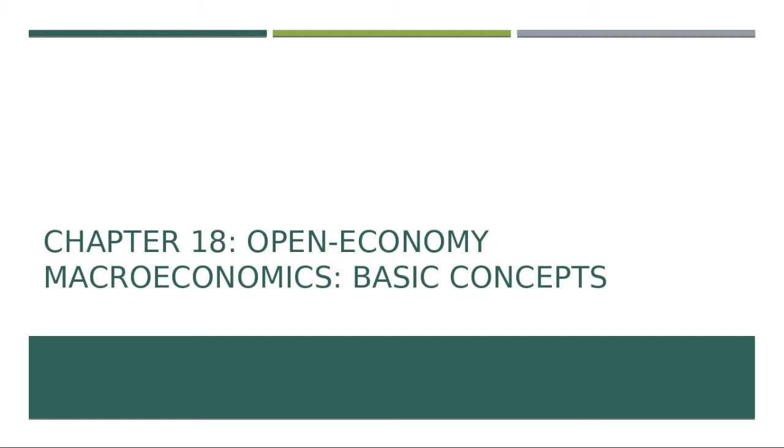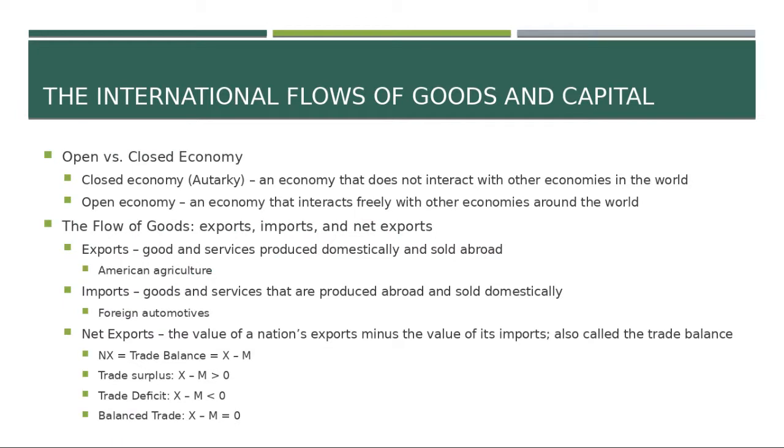So chapter 18 in your text is open economy macroeconomics, or the basic concepts. So how do we understand open economies? Well, basically, with open economies, we're talking about the international flows of goods and capital. And we have open versus closed economy. So like we said, a closed economy or autarky is an economy that does not interact with other economies in the world. In contrast, an open economy is an economy that interacts freely with other economies around the world.